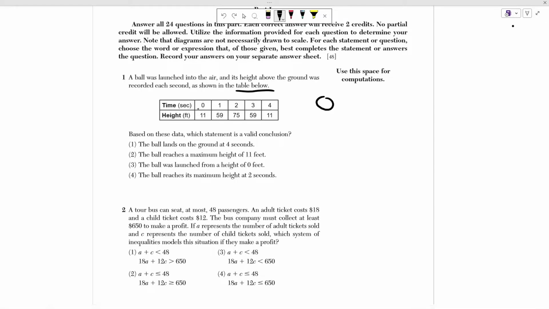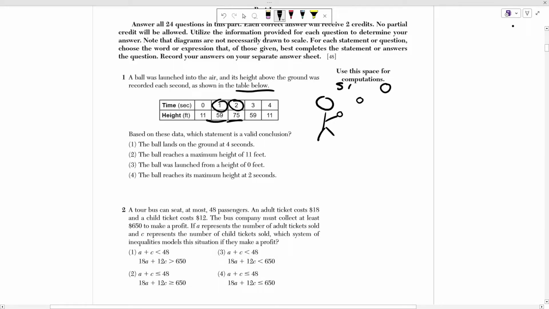So it says that at time 0, the height was 11 feet, right? So the guy who was throwing this ball actually was 11 feet from the ground when he threw it. That's at 0 seconds. Then when the ball first left his hand at 1 second, the ball gained altitude, and now it's at 59 feet. Then at the second second, the ball continued to increase in height, right? So at 2 seconds, the ball is now at 75 feet.